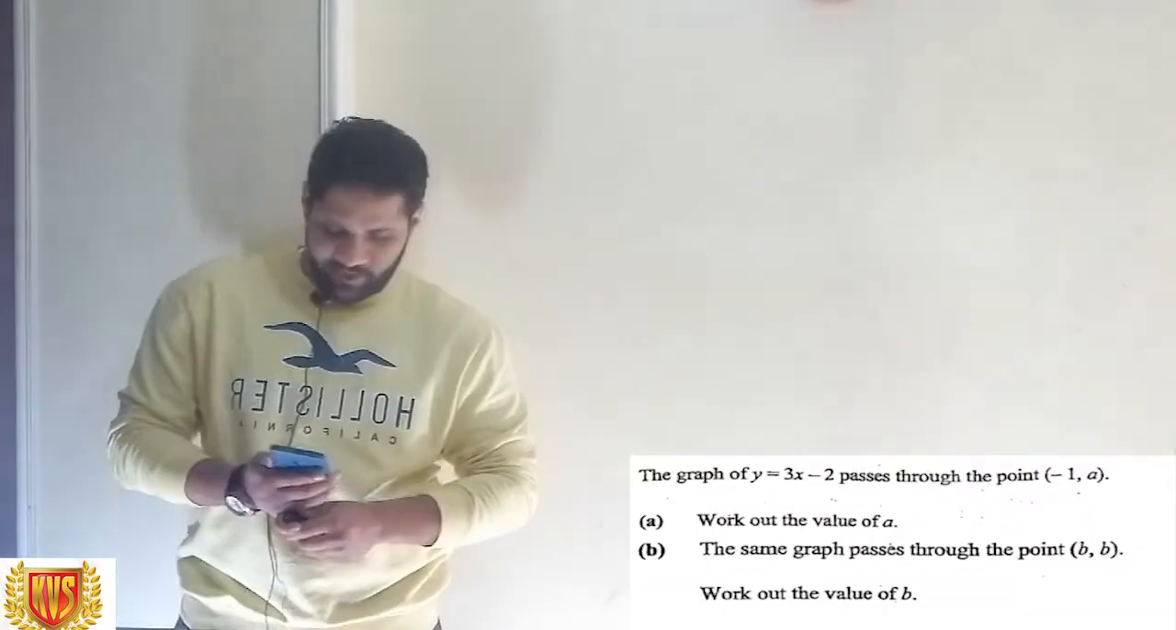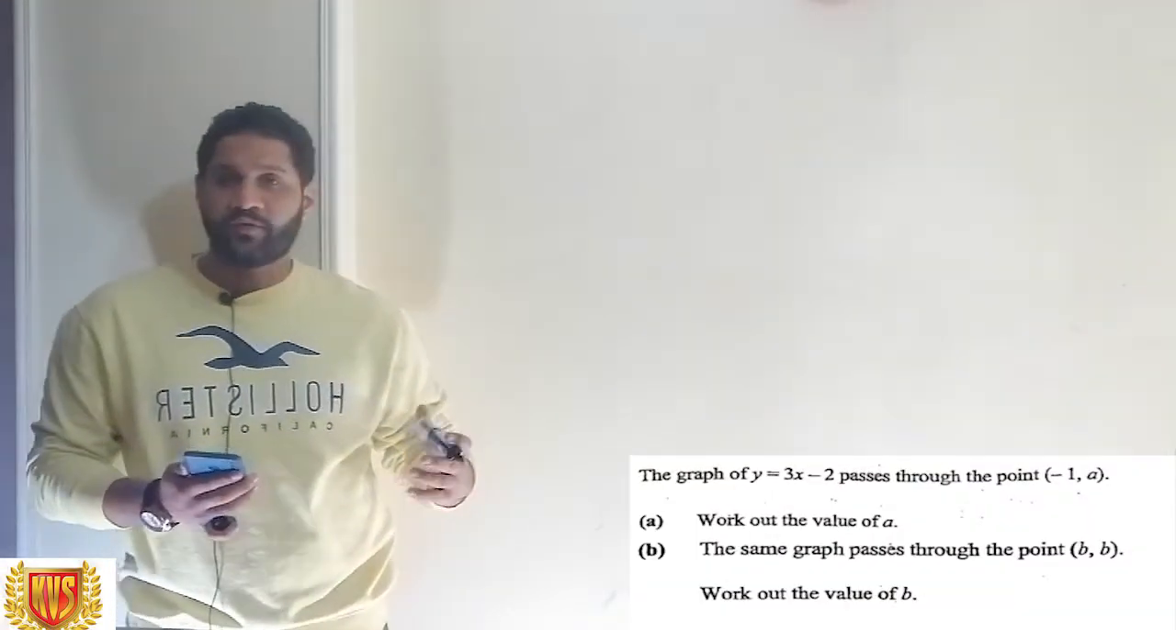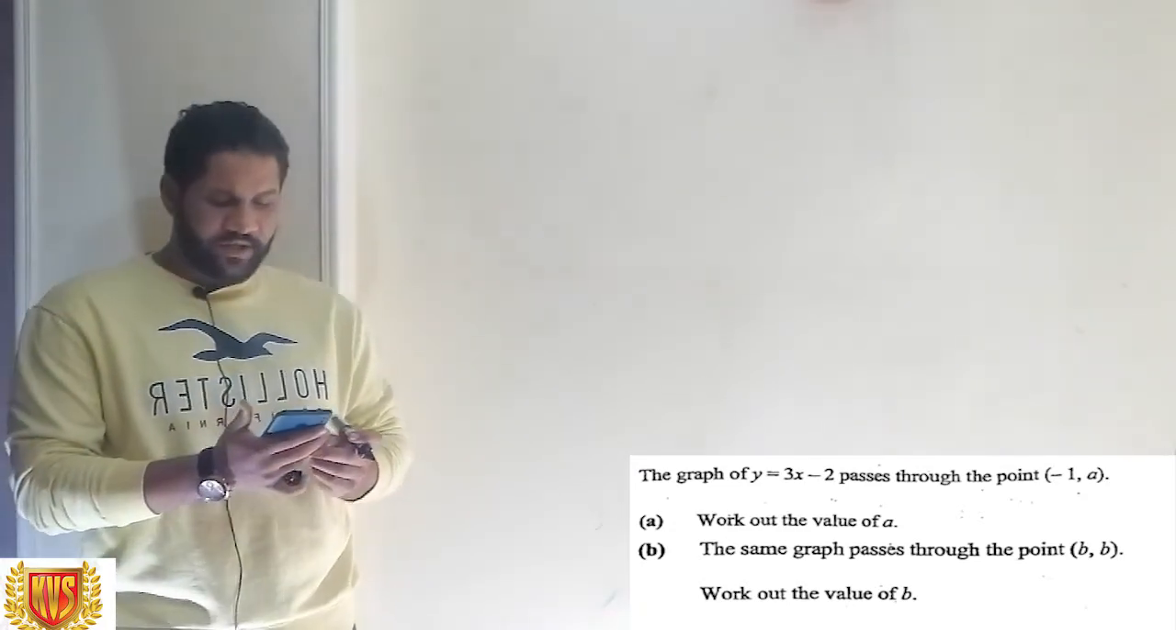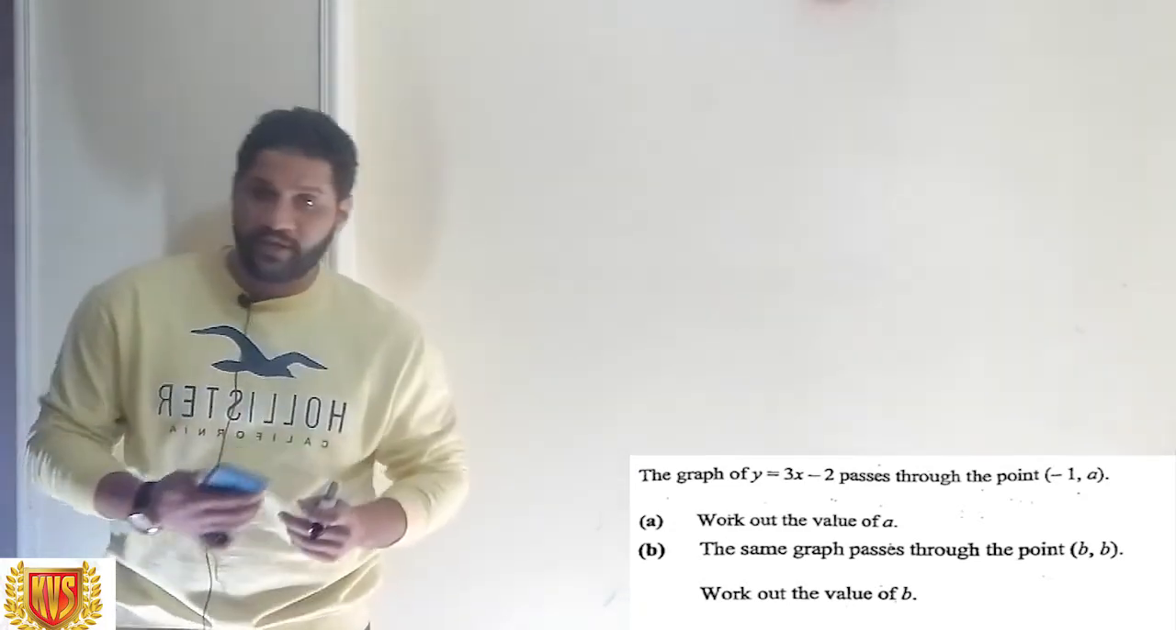Let's complete solving about the straight line. If I have a question like this, he's saying that the graph y equals 3x minus 2 passes through (negative 1, a). Work out the value of a.